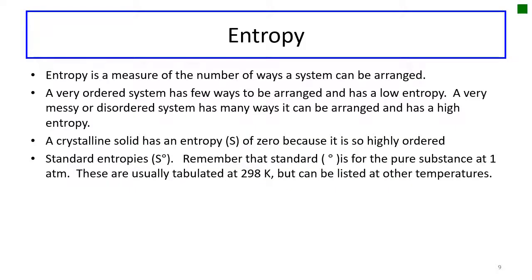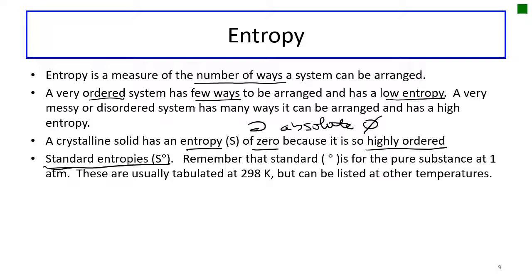So, entropy is a measure of the number of ways a system can be arranged. A very ordered system has very few ways it can be arranged, so it has a low entropy. A crystalline solid is defined to have an entropy of 0 at absolute 0 because it is so incredibly highly ordered. By the way, that is the third law of thermodynamics.